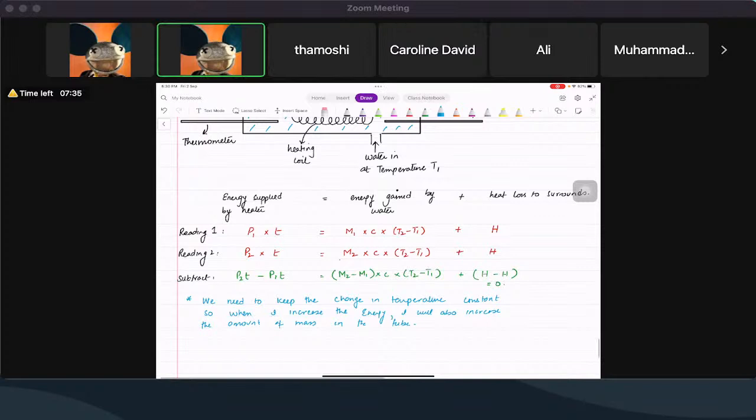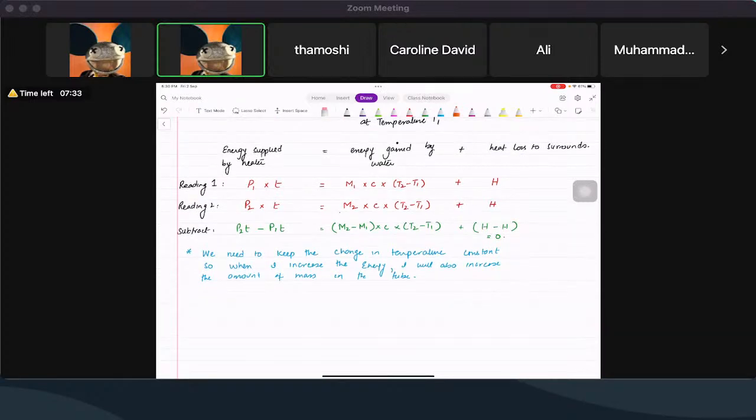Now why do I need to keep the temperature constant? Because for the same amount of temperature, I will be able to keep the energy loss the same in both readings, and that's what you guys need to understand. Okay, is it clear? Yes.